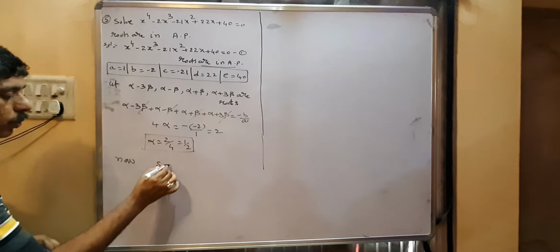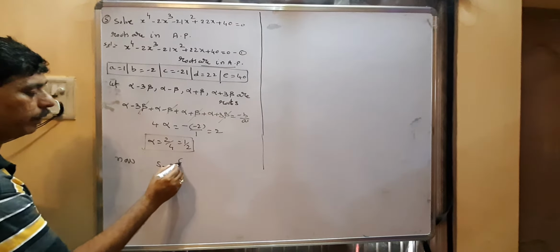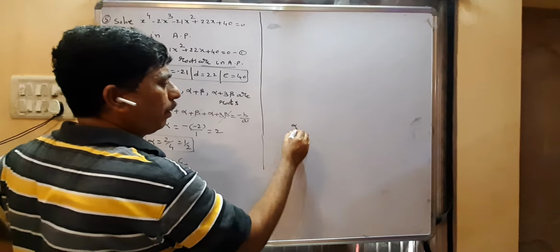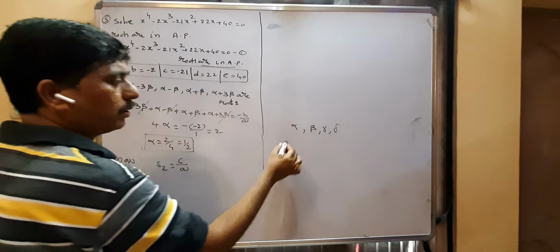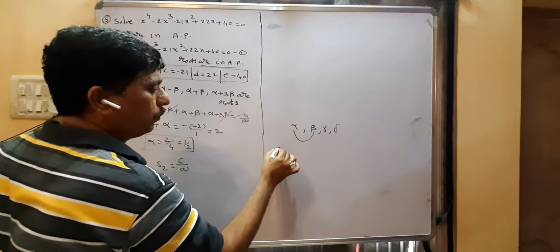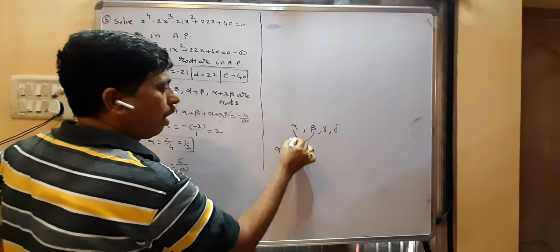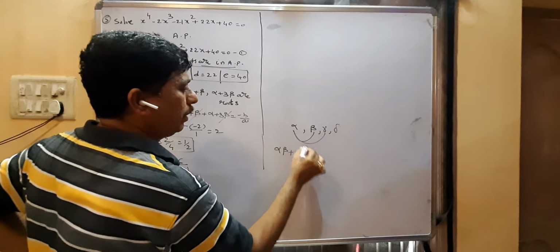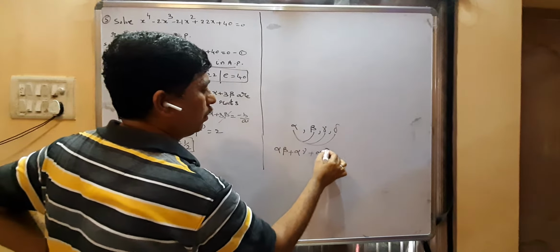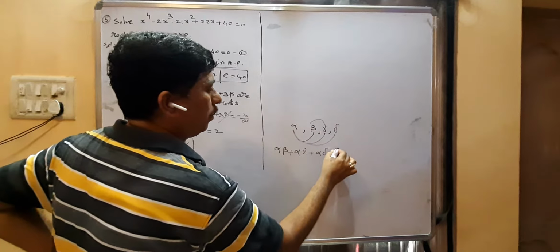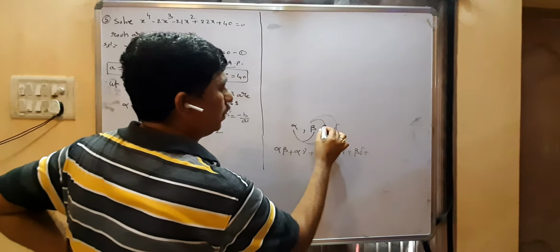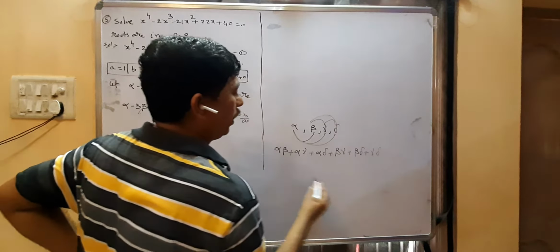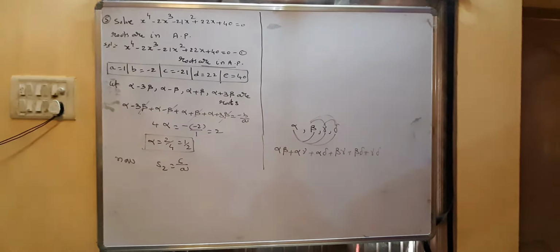Now S2 equal to C by A, the sum of the product of two roots. Once more I recall the sum of the product of two roots logic. See this. To write the sum of the product of two roots: alpha into beta plus alpha into gamma plus alpha into delta plus beta into gamma plus beta into delta plus gamma into delta. Like this, we get a total of 6 combinations.